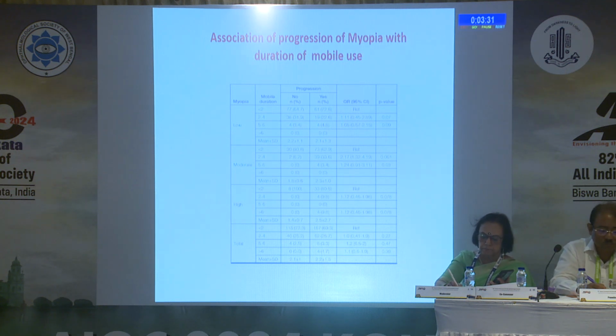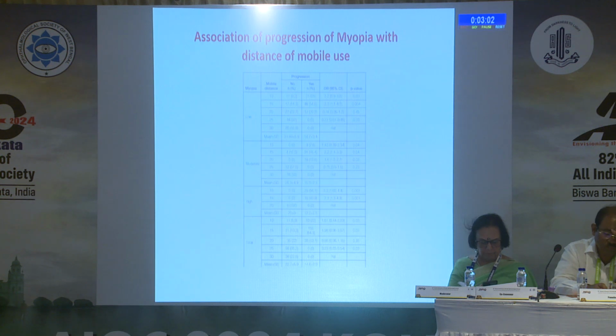So they were divided into low, moderate, and high myopes, and depending on the duration of use, less than 2 hours, 2 to 4 hours, 5 to 6 hours and more than 6 hours, progression was seen and the odds ratio and p-value were calculated accordingly. In mobile use, use of less than 2 hours was taken as the reference, and significant values were seen when p was less than 0.001.